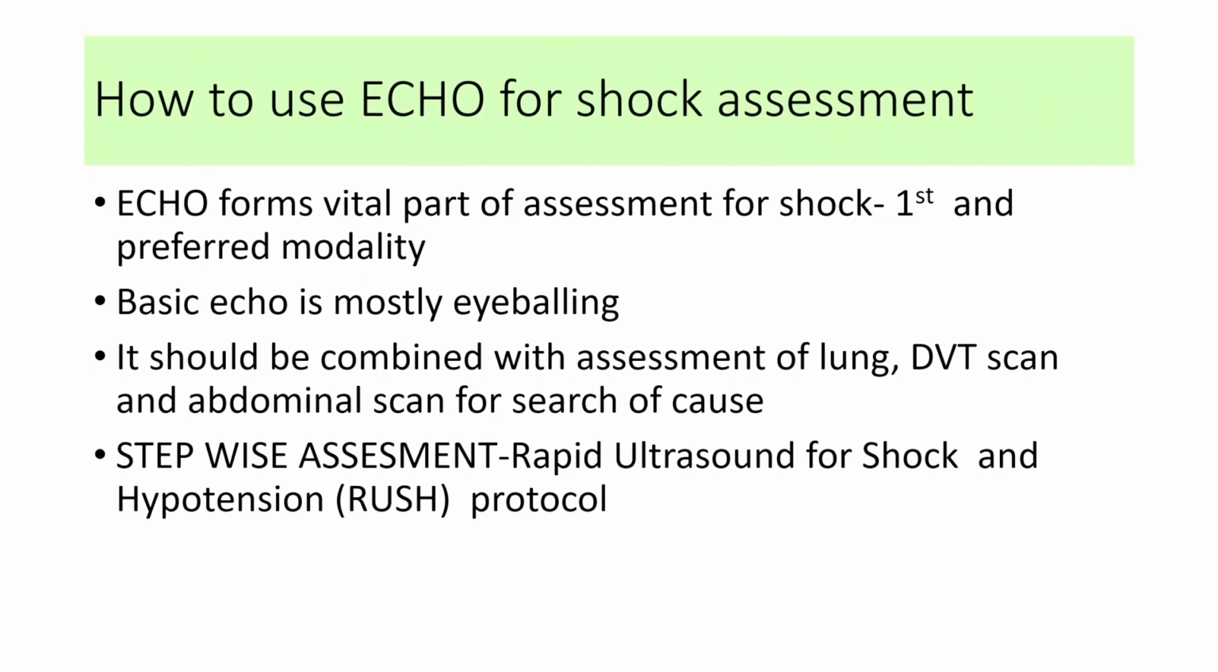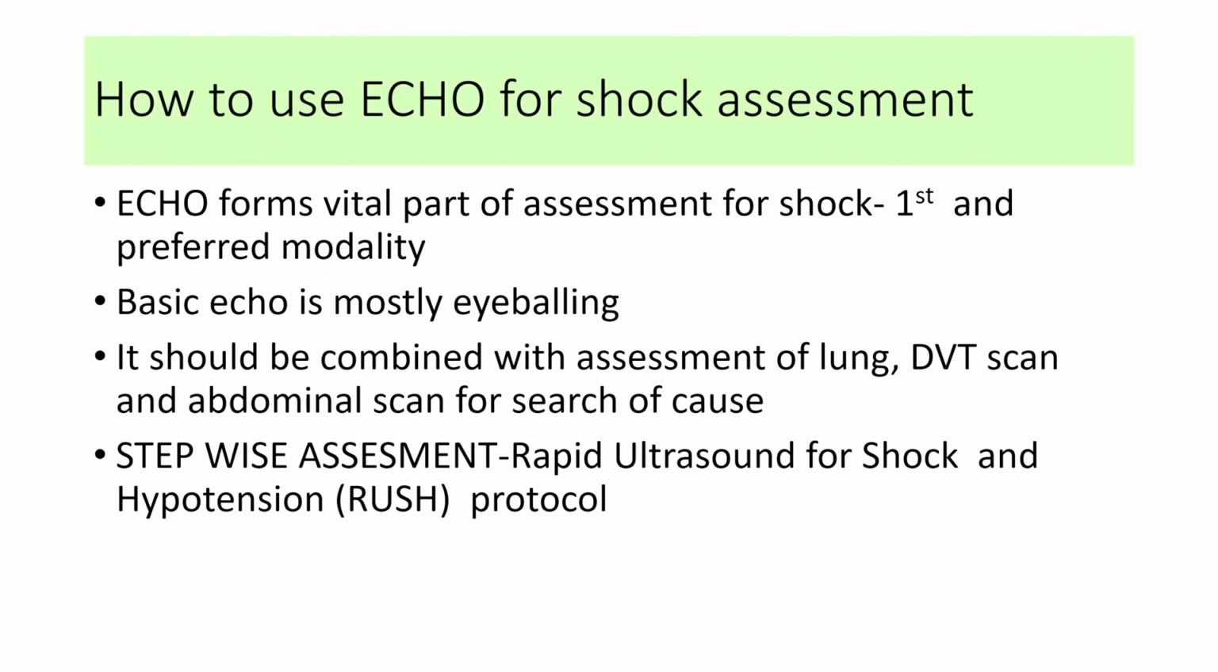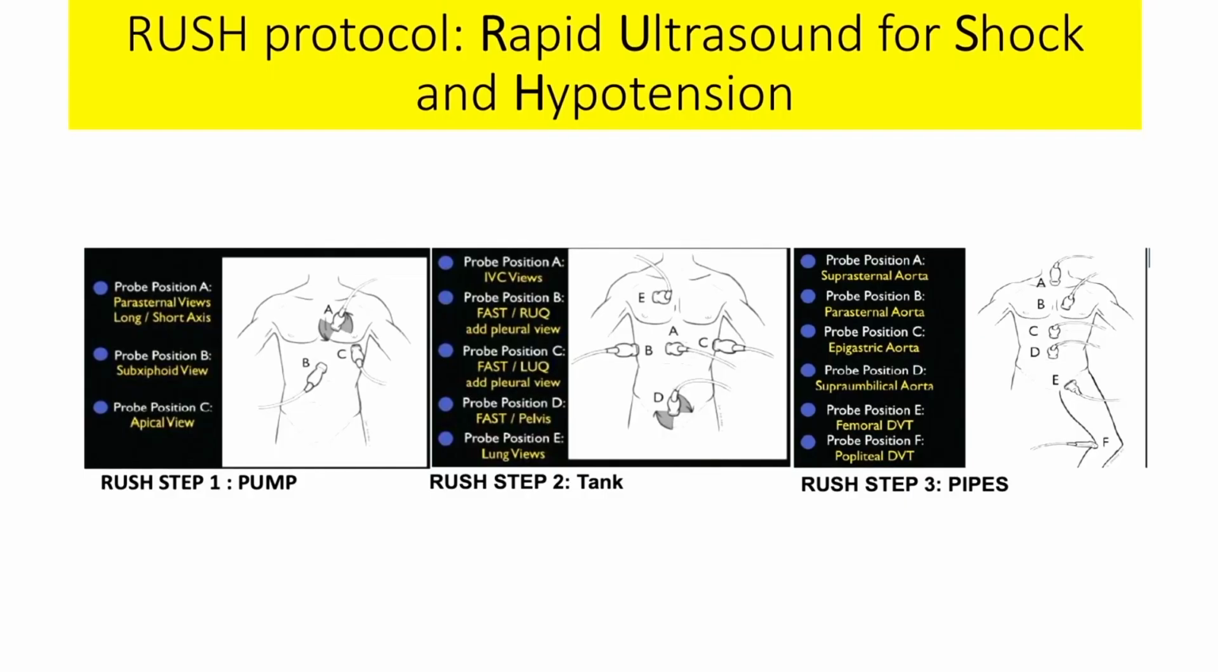So most of point of care ultrasound is eyeballing. We just have to look at chambers and not do any fancy measurements, and that also gives you a good amount of idea. But it's not just the heart. You have to have an assessment of other parts, including the heart as the pump. We have to have an assessment of the pipes, that is the vessels, the aorta, and we have to have the assessment of the end organs which are likely to be damaged, the lungs taking the brunt of your fluid therapy. So all these together, the heart, the lung, the IVC assessment, and abdominal scan, all come together when you talk about shock assessment. So the pump, the tank, and the pipe, this is the RUSH protocol, rapid assessment for shock in hypotension.